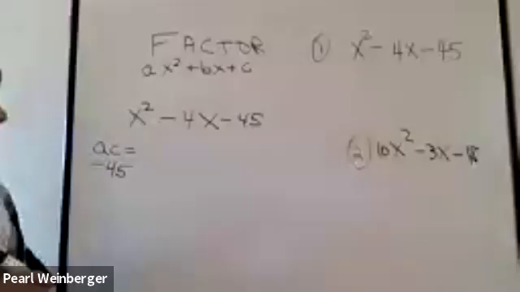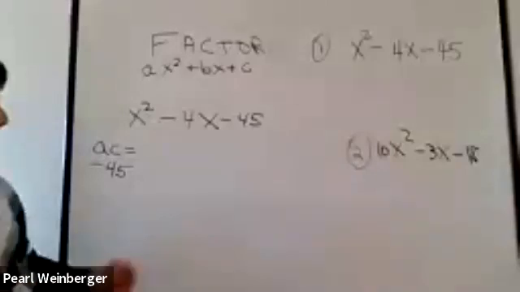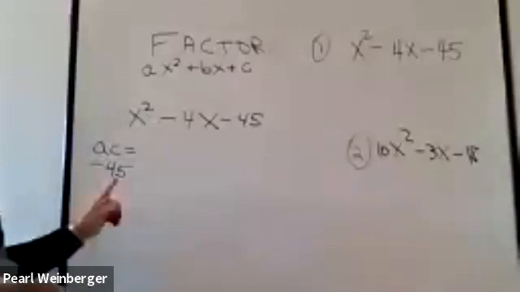Okay, so we're looking for two numbers that we want to split this up into. They multiply to 45, but when we subtract them, they're going to give me 4. And obviously, one's going to be positive and one's going to be negative because this number is negative. What numbers did you come up with?